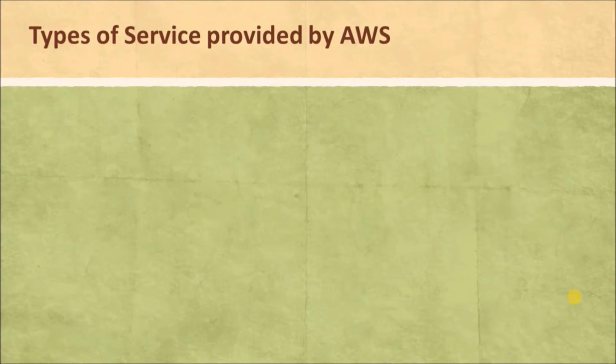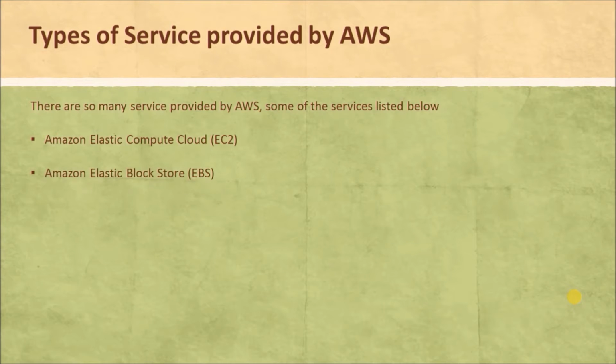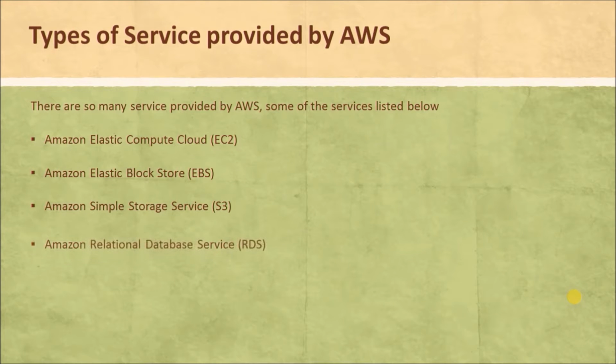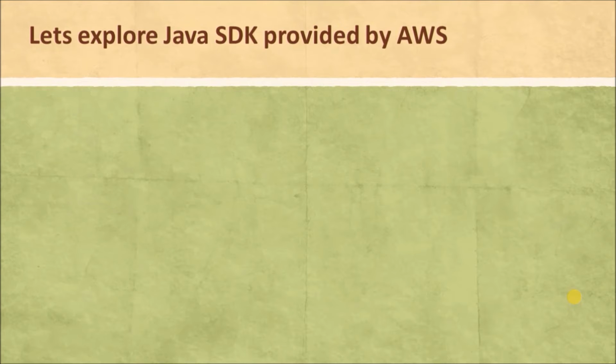Types of service provided by AWS. There are so many services provided by AWS, some of the services listed below. Amazon Elastic Compute Cloud, EC2. Amazon Elastic Block Store, EBS. Amazon Simple Storage Service, S3. Amazon Relational Database Service, RDS. Amazon CloudWatch. AWS CloudFormation. Amazon Redshift. Let's explore the Java SDK provided by AWS.